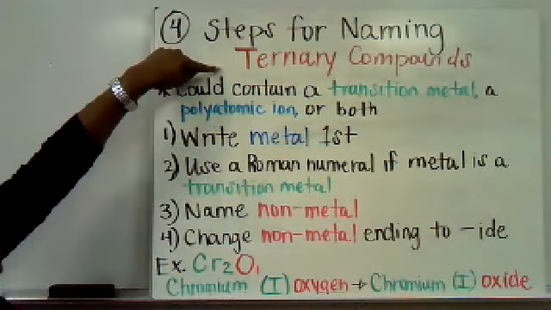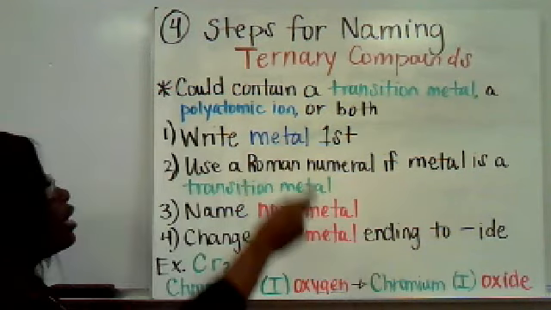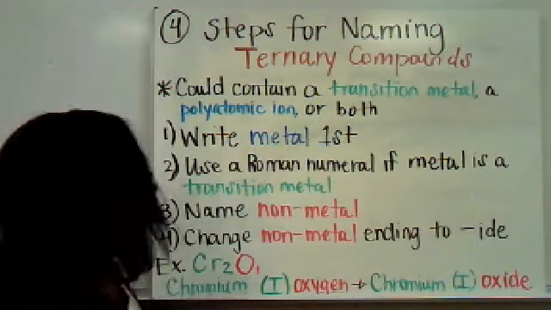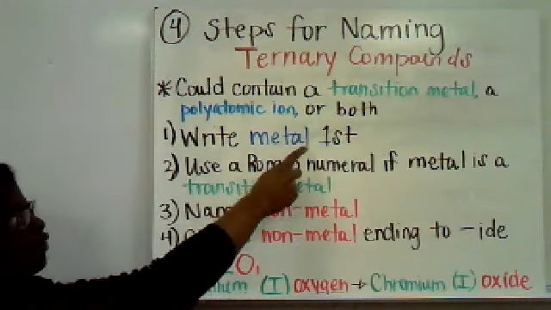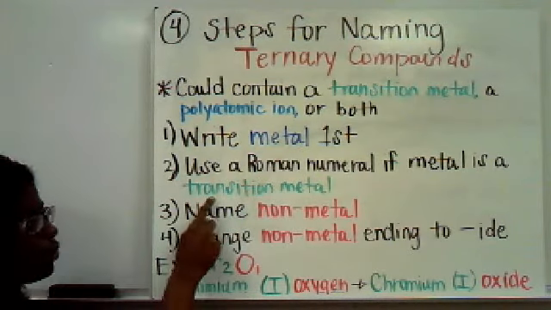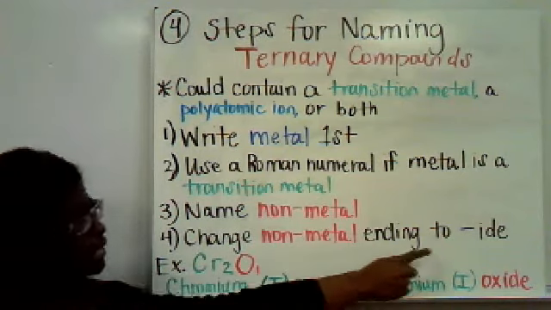Steps for tertiary compounds. So remember, if you see 3 or more capital letters, you have a tertiary compound. They could contain a transition metal, a polyatomic ion, or both. So step 1, write the metal first. Step 2, use the Roman numeral if a metal is a transition metal. Step 3, name the nonmetal. Step 4, change the nonmetal ending to "ide."